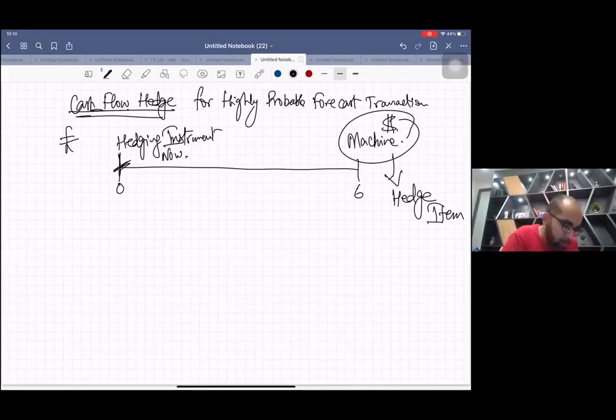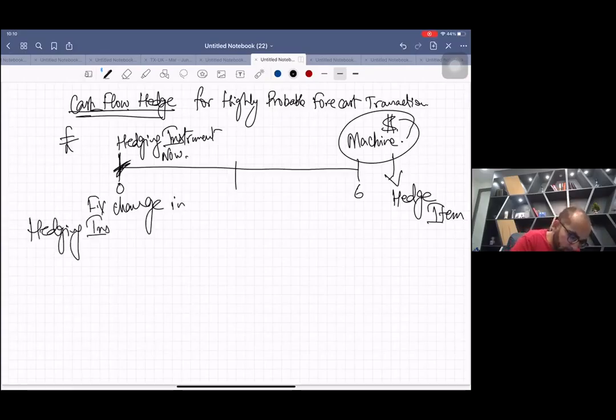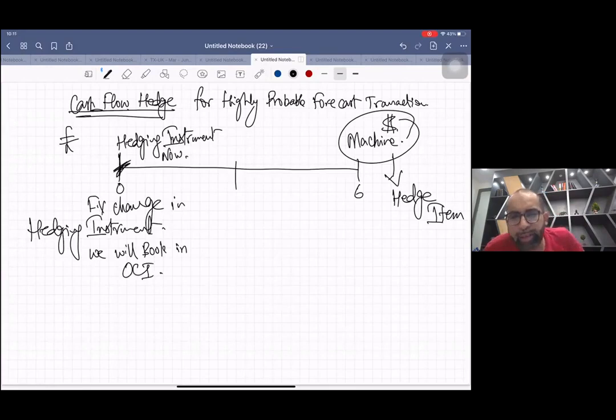Okay. So now whatever fair value change in hedging instrument, we will book in OCI. Or let me say the proper word, the effective portion. Now you are no more kids. The effective portion of this fair value changes of hedging instrument will be booked in OCI.